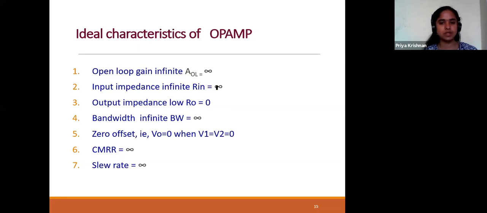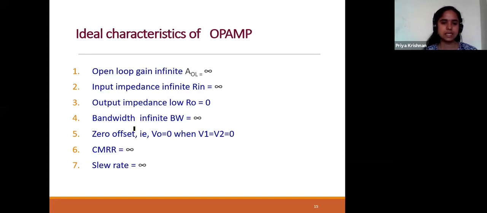It will have infinite input resistance. Output resistance will be 0. These are the behavior of a differential amplifier. The same applies for the op-amp also, because the basic structure of op-amp is built through differential amplifier.